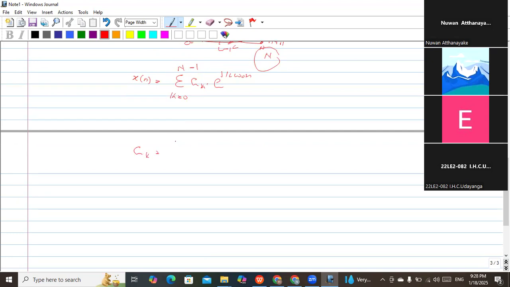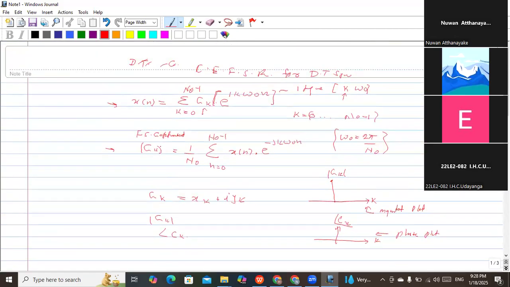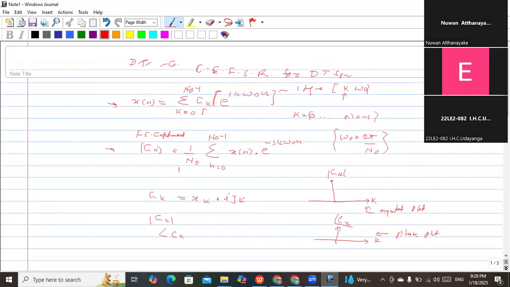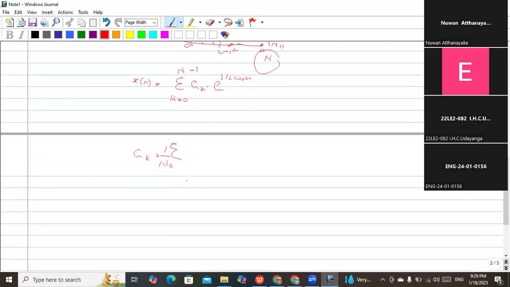Sorry, 1 over n naught is there. I think I forgot to write it here. So ck will be 1 over n naught sigma of our signal xn, e to the power minus jk omega naught n, where n is from 0 to n minus 1. So you have to evaluate the ck here. You need to evaluate the ck first.